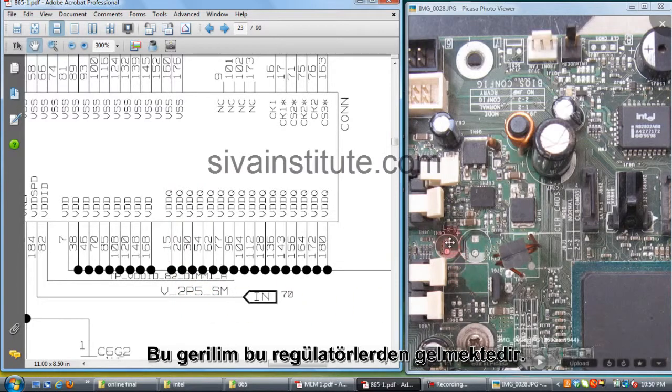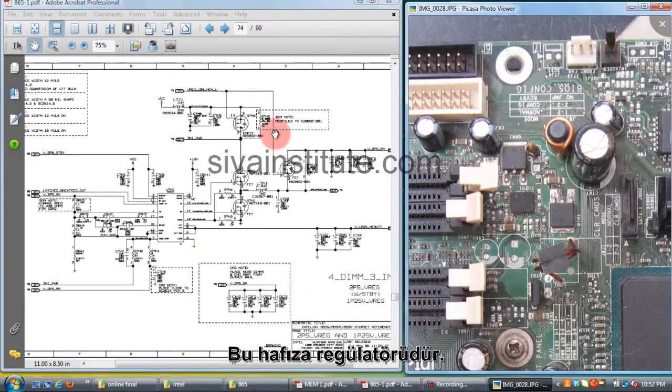This voltage comes from this regulator. We will see this regulator. This is the memory regulator supply. This is the oscillator IC. These are the output FETs, 3 output FETs. You should check here whether 2.5 volts is there or not. No voltage at this point. You should check the oscillator IC first.